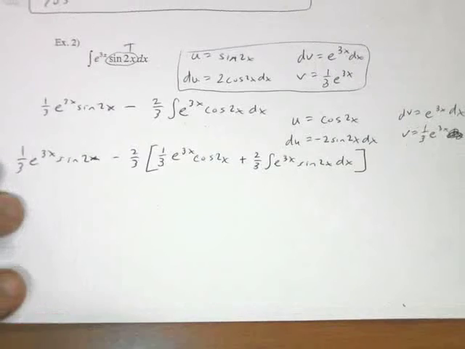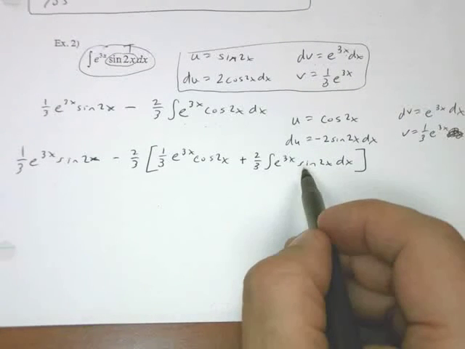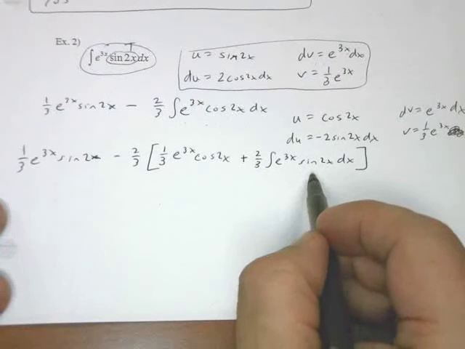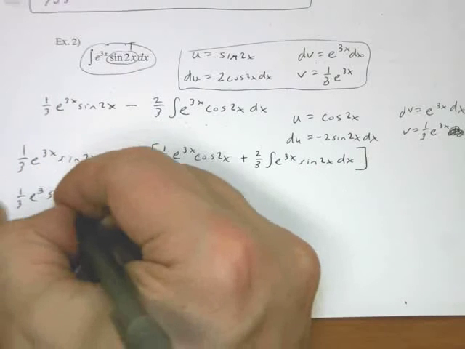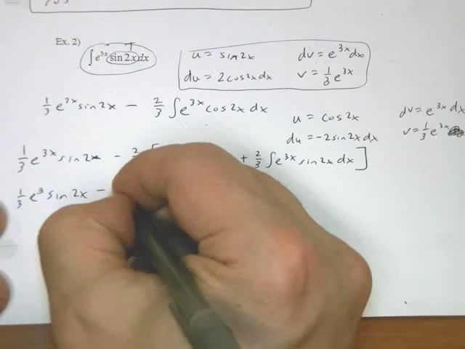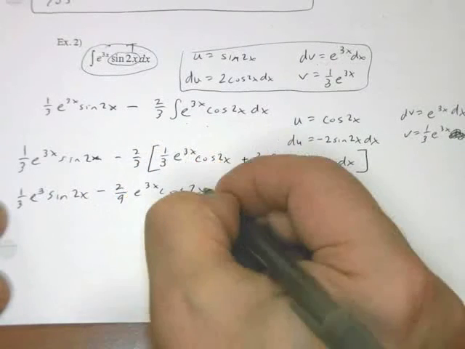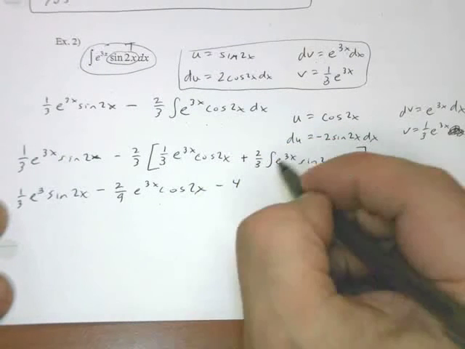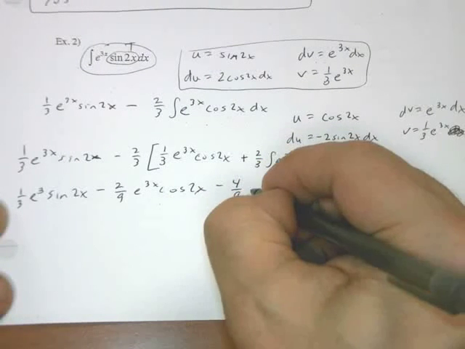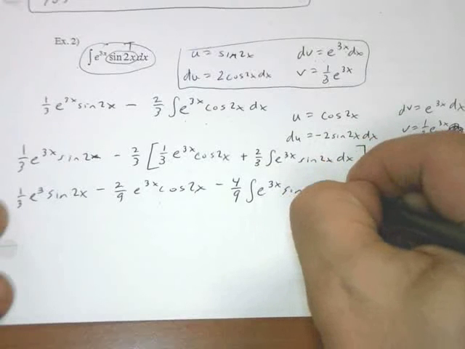Okay, remember we started with this. So I got to there, so I'm going to stop now integrating by parts once I get back to where I started. Okay, the next thing I'm going to do is go ahead and distribute that 2/3. So I'm going to get minus 2/9 e to the 3x cosine 2x. I'm going to distribute that negative 2/3 to this 2/3 and get minus 4/9 integral of e to the 3x sine 2x dx.